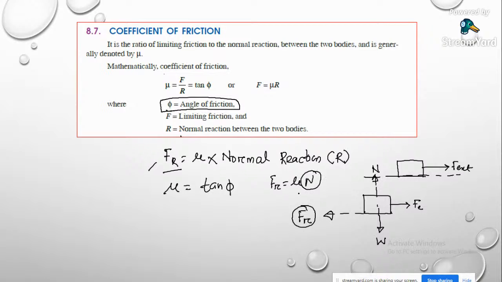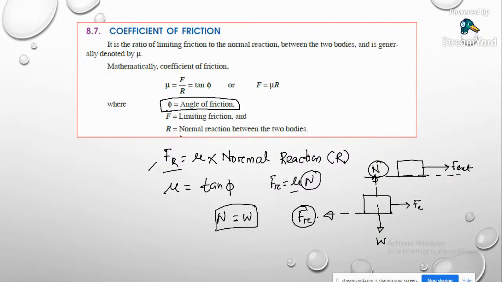So n you need to find. Mu will be given to you; in one case mu will be given to you, so only you need to find out the n, this normal reaction. So what is this normal reaction? This normal reaction is always equal to the weight of the body.